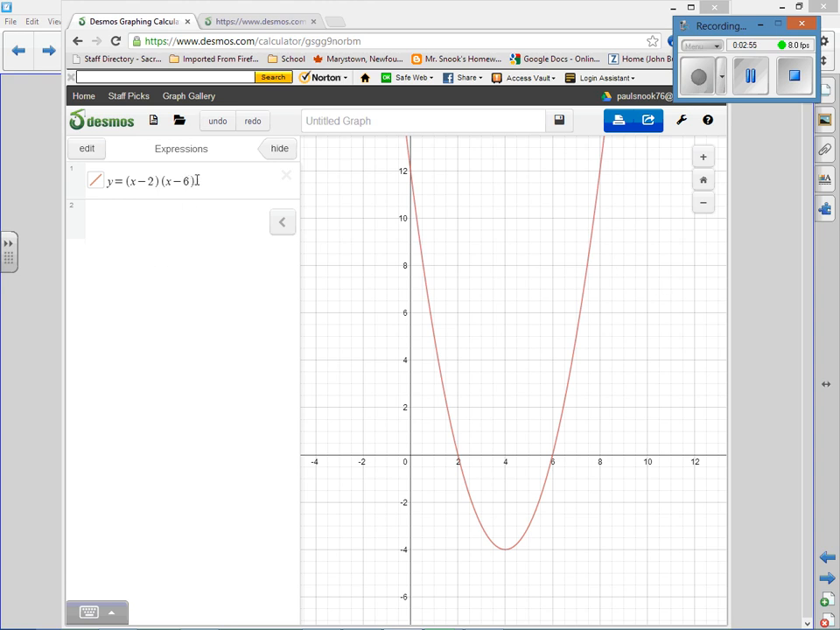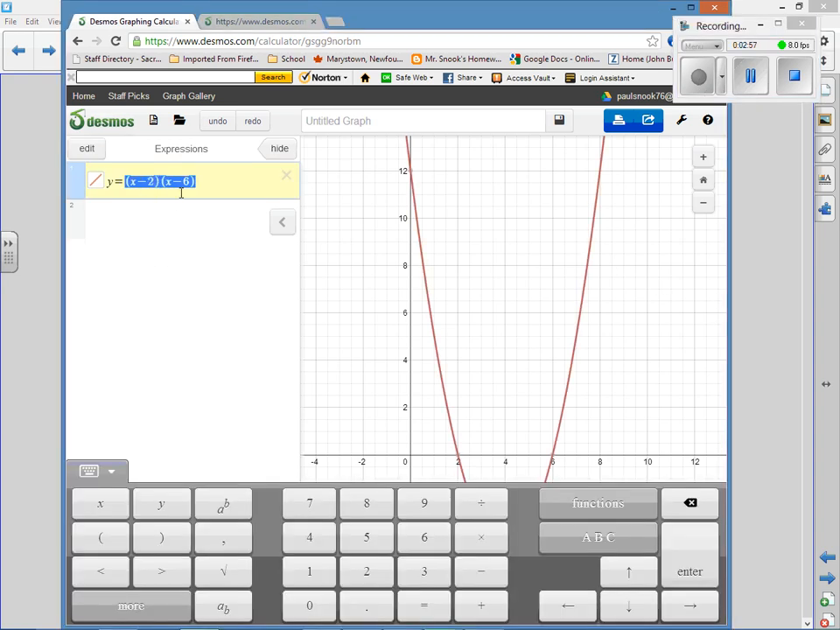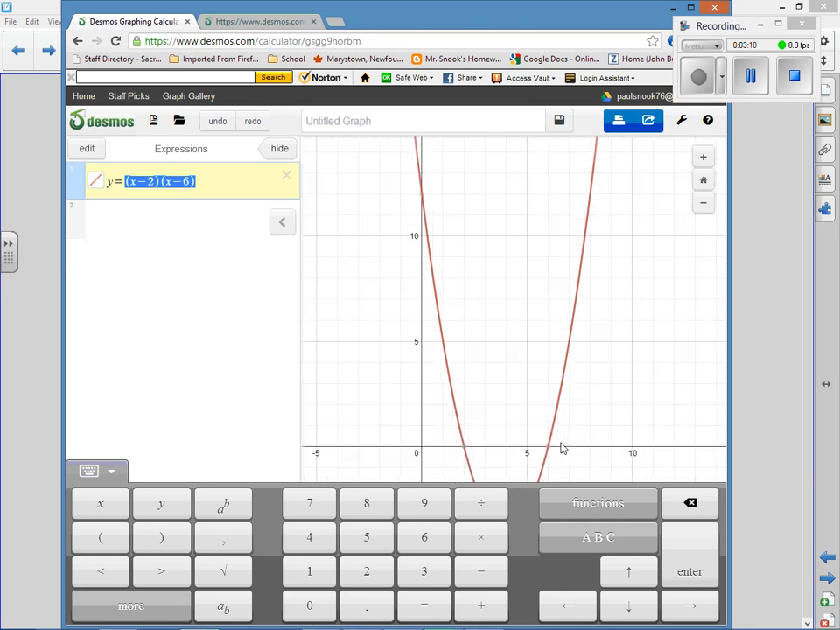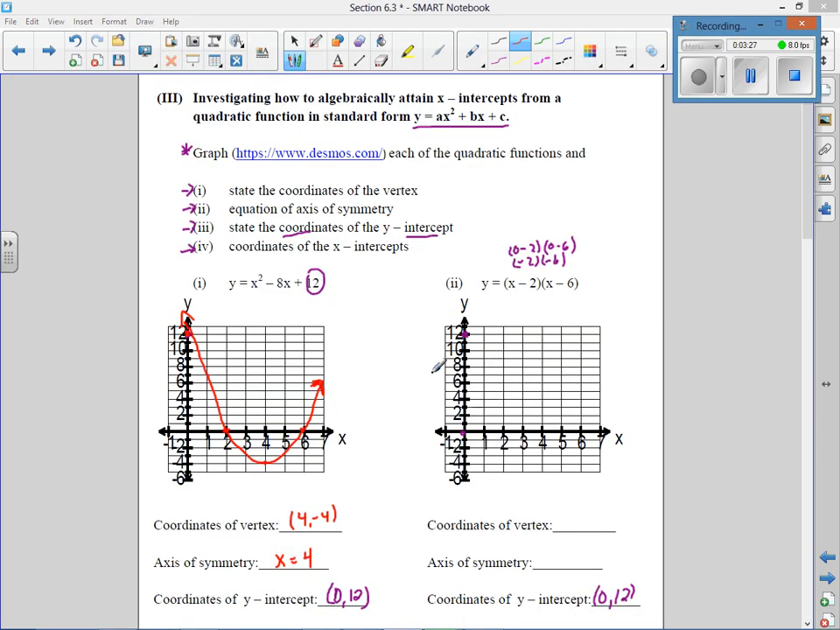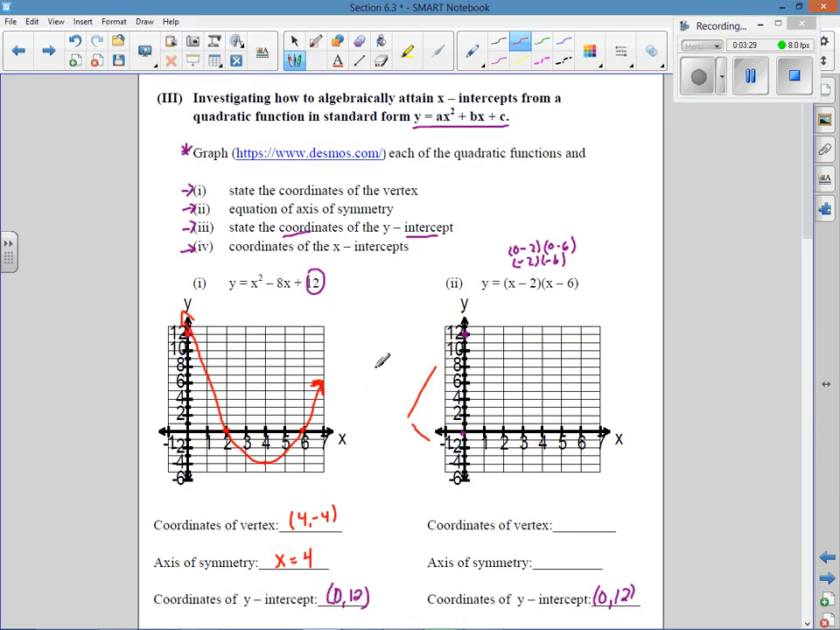All right, now I've entered the equation here in a different form, and we'll learn this is called factored form. And it turns out to be the same equation. So 0, 12, x-intercepts are 2, 0 and 6, 0, and the vertex is not changed. You should note a connection between these values here, 2 and 6, and 2 and 6 there. Well, here, negative 2, negative 6. So I won't graph this one. I'm just going to say they are the same.